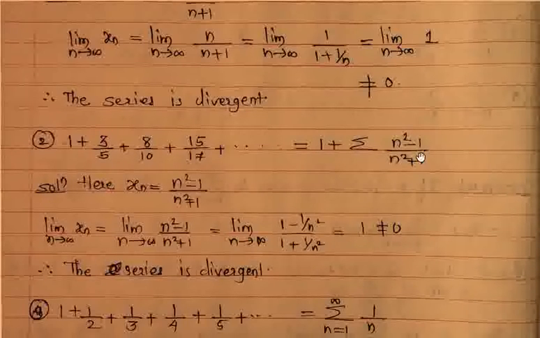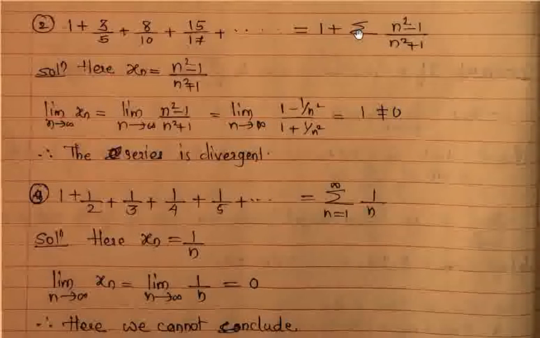So here you have n squared minus 1, so you have 1, then 2, so 2 twos are 4 minus 1, which is 3, 3 threes are 9 minus 1, which is 8, etc. Then you have n squared plus 1, so 2 twos are 4 plus 1, which is 5, 3 threes are 9 plus 1, which is 10, etc. Here xn is equal to this here, and the limit as n tends to infinity, you take out the common n squared, it cancels down to 1, which is not equal to 0. So the series is divergent.